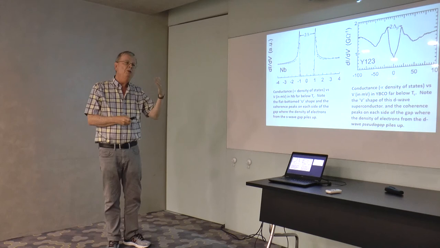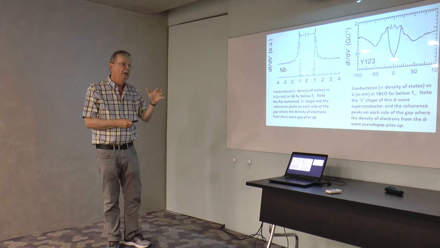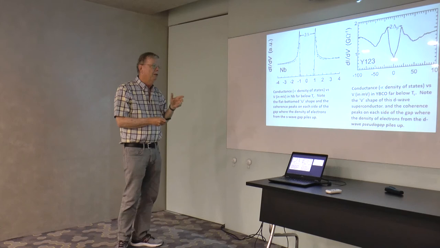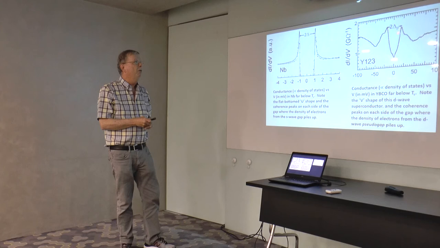You know, where the resistivity has a drop off in slope, we showed that. Where the specific heat had a drop off in the intercept, we showed that. Where the NMR has a drop off in the T1, we showed that. And so now we have a fourth method for looking at the pseudogap. It's looking at the STM.